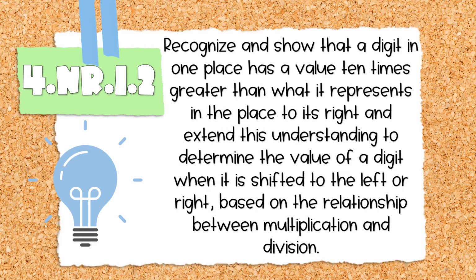All right, we're going to move on to the second part, or the second expectation of 4NR1. So it's 4NR1.2. Recognize and show that a digit in one place has a value 10 times greater than what it represents in the place to its right, and extend this understanding to determine the value of a digit when it is shifted to the left or right based on the relationship between multiplication and division. This currently is our MBT1 standard.